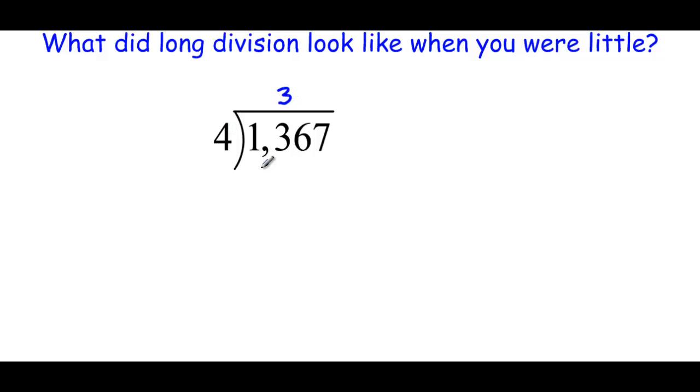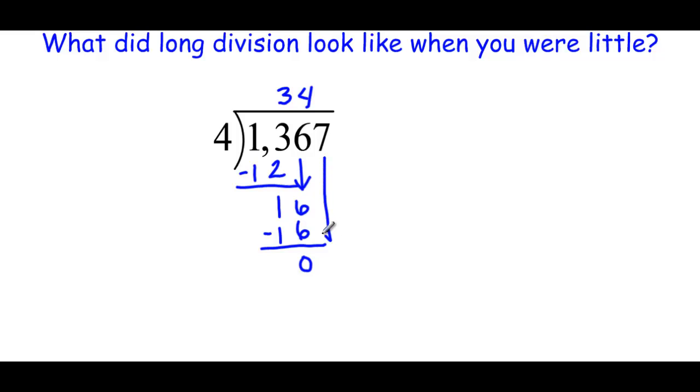Then you did 3 times 4 and get 12. And then we would subtract to see how many are left over, which would be 1. Then we would drop down the next term. And now ask yourself, how many times does 4 go into 16 evenly? Well, that would be 4 full times. 4 times 4 is 16. And then we would subtract to see how many are left over, and we'd get 0.